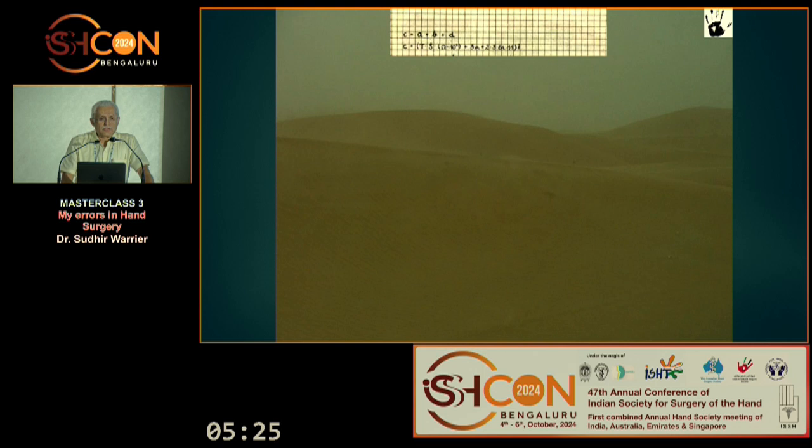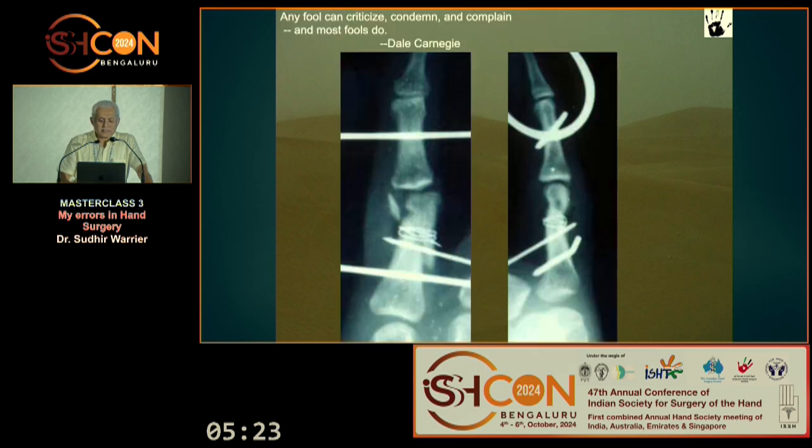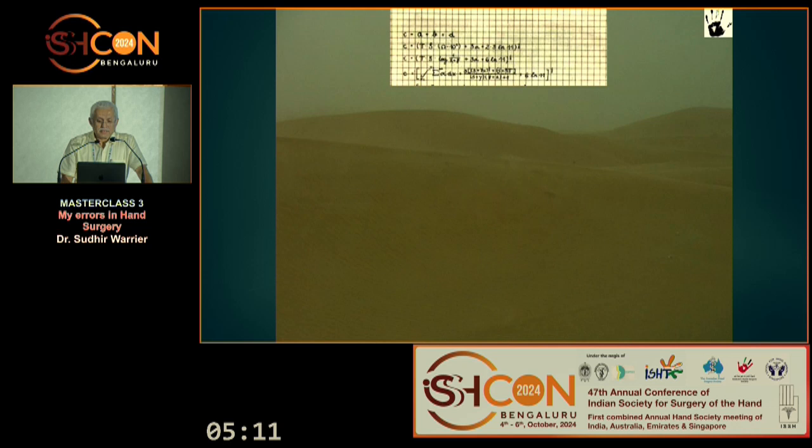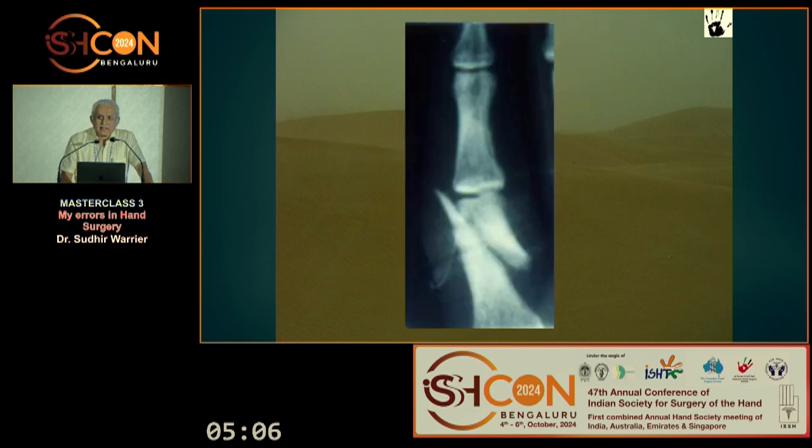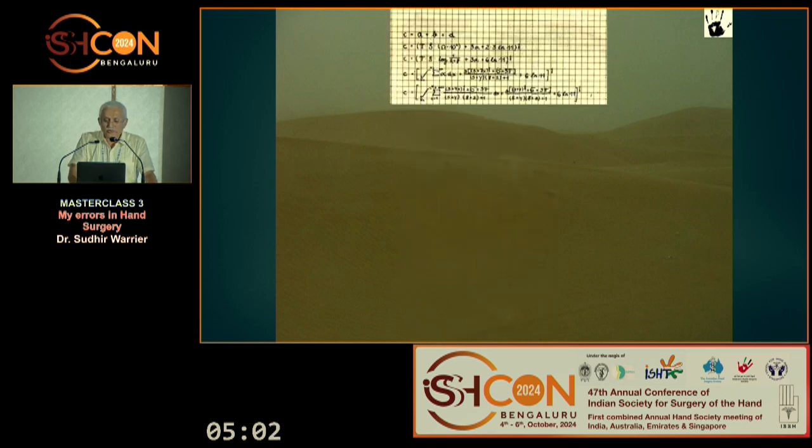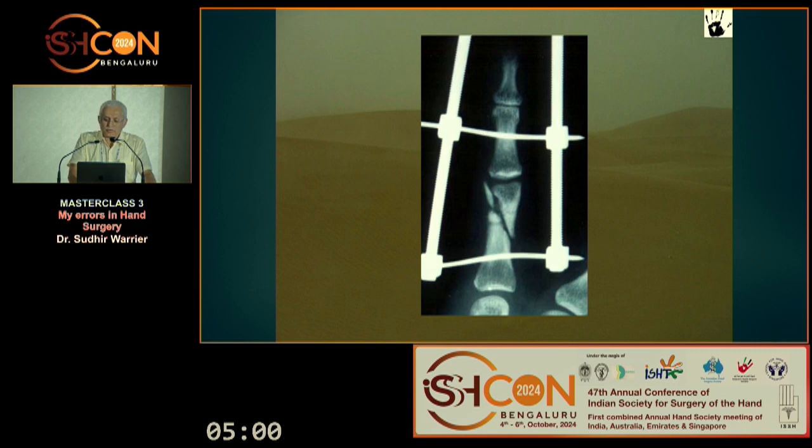So that was the equation then, and I fixed it with everything I had. I threw everything at it, including the kitchen sink. I had a fixator, I had wires, I had circlage wires, and I had already broken off a small piece, and it still wouldn't look very stable. So my equation became a little more difficult now, and that's what happened. It slid down. So I said, okay, now let's see what I can do. The equation is difficult. I put a fixator trying to get it back into length.